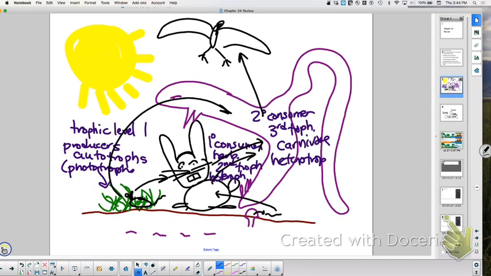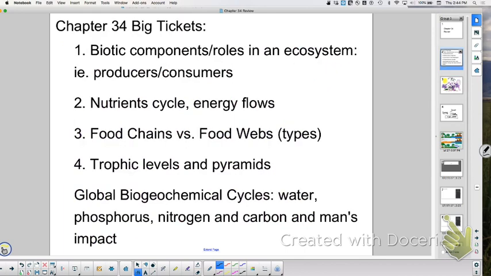What do you call it when you have a food web chain that starts with plants? A grazing food chain. If it starts with detritus, dead matter, then that's called a detrital food chain. Okay, so that's what I meant by types. Did we do trophic levels and pyramids? Yes. Okay, so now we're down to biogeochemical cycles.